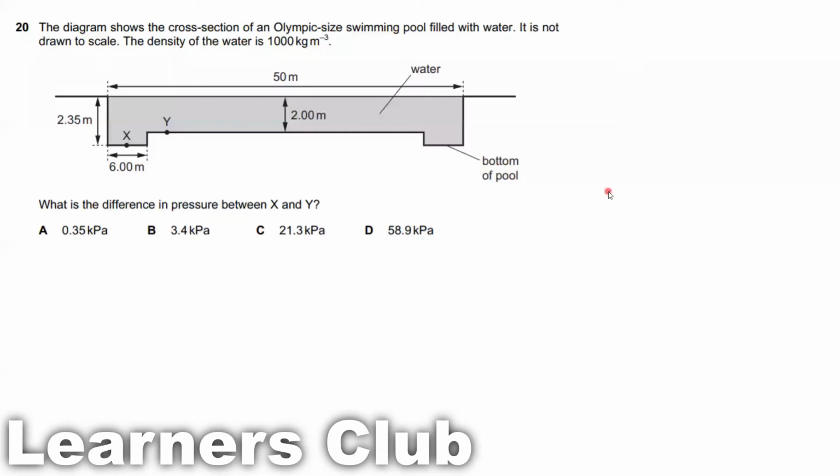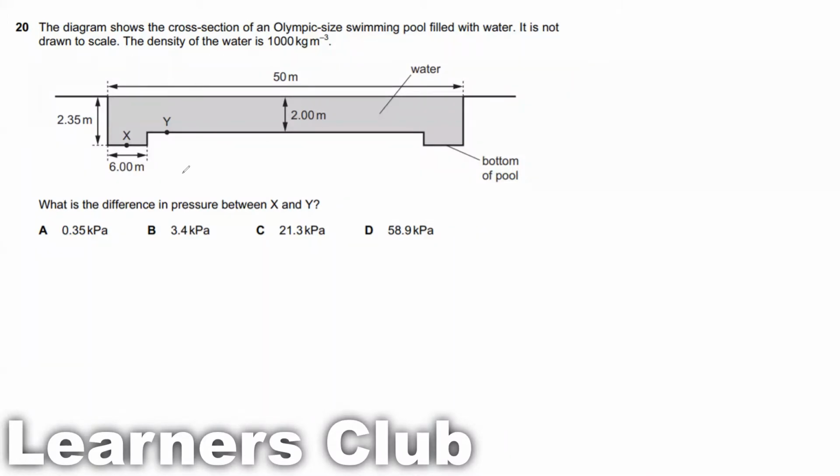Question 14. The diagram shows the cross-section of an Olympic-sized swimming pool filled with water. It is not drawn to scale. The density of the water is 1000 kg per meter cube. So this is a diagram that is a cross-section of an Olympic-sized swimming pool. We need to find the difference in pressure between X and Y.